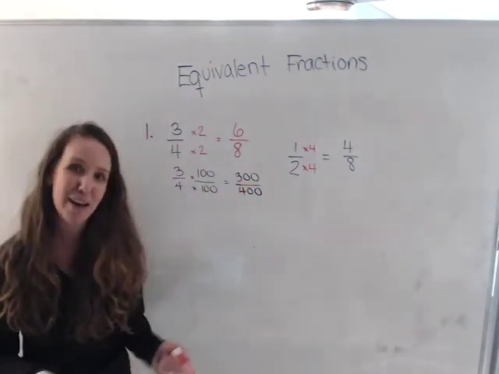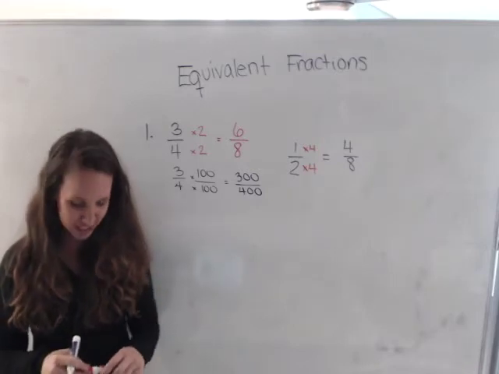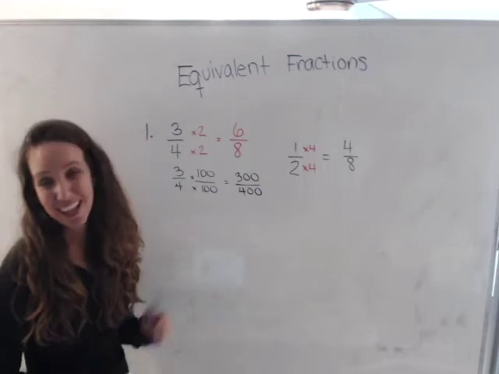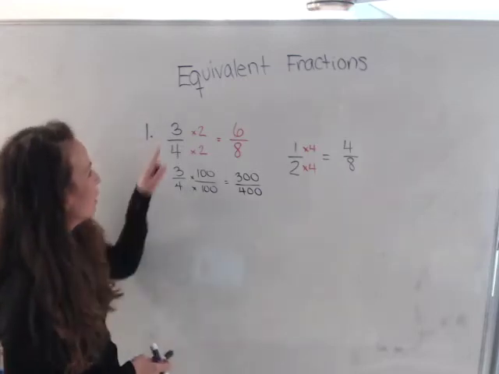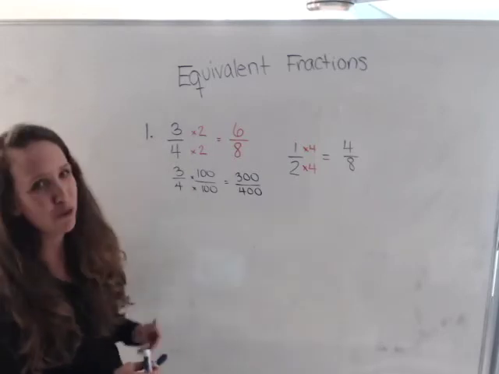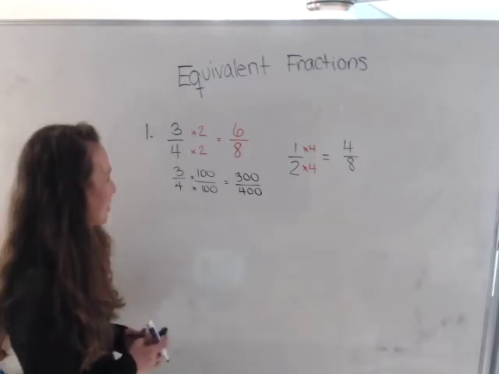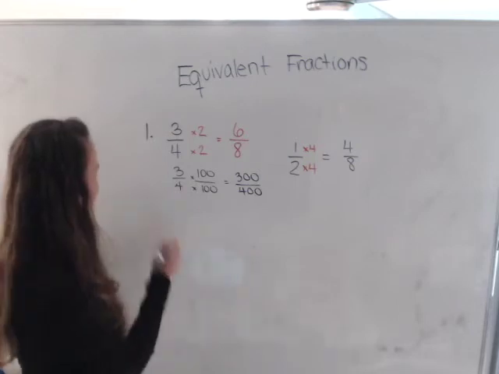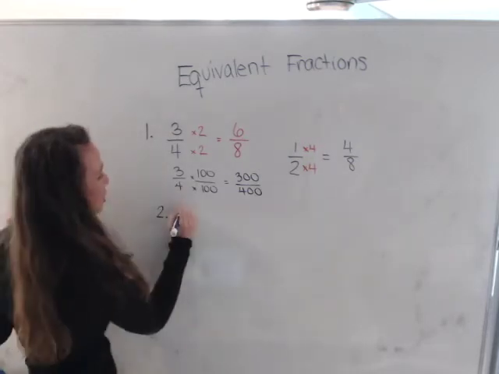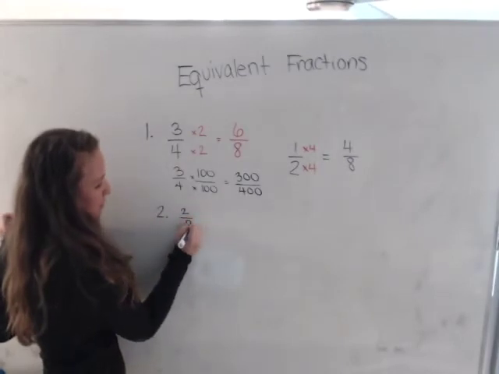And I now have 2 equivalent fractions. And they mean the exact same thing. 300 over 400 is really just a fancy way of saying 3 over 4. But guess what? Later on we're going to learn 3 over 4 is a much nicer way to say it. Let's go to problem number 2. Problem number 2 says 2 over 7.